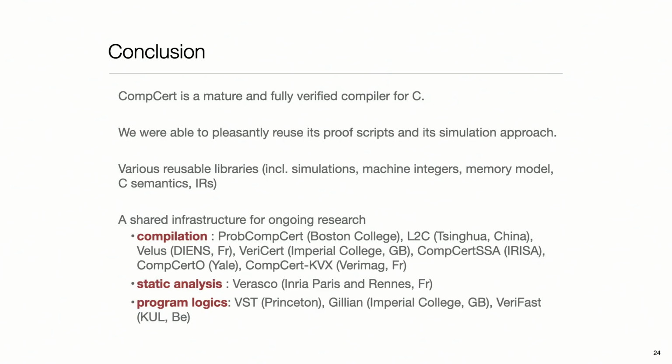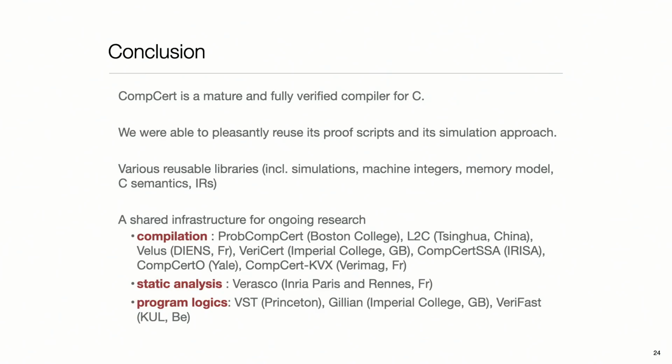There are several reusable libraries in CompCert. There is this general library for simulation, but there are other libraries. For instance, there is a memory model that is common to all the languages of the compiler, that comes with many properties expected from a memory model, and that is also useful and could be reused outside of CompCert. There are several projects today that use CompCert.